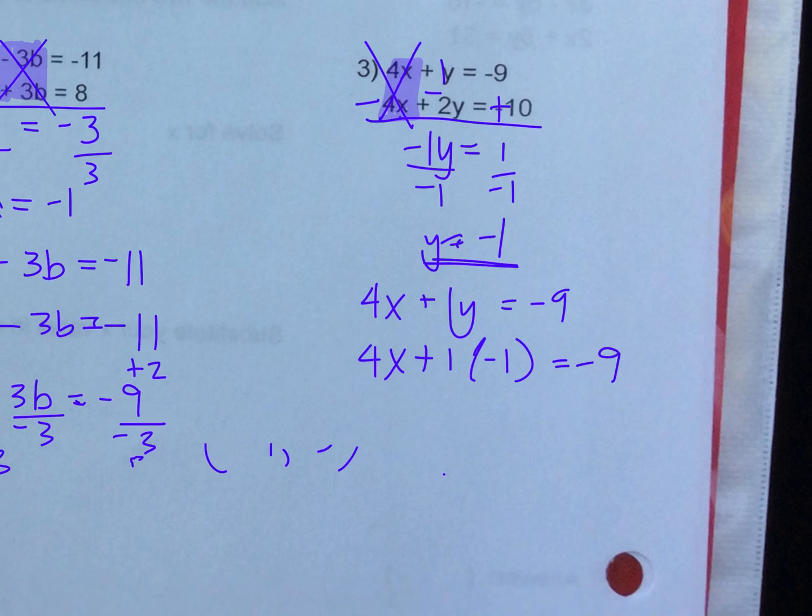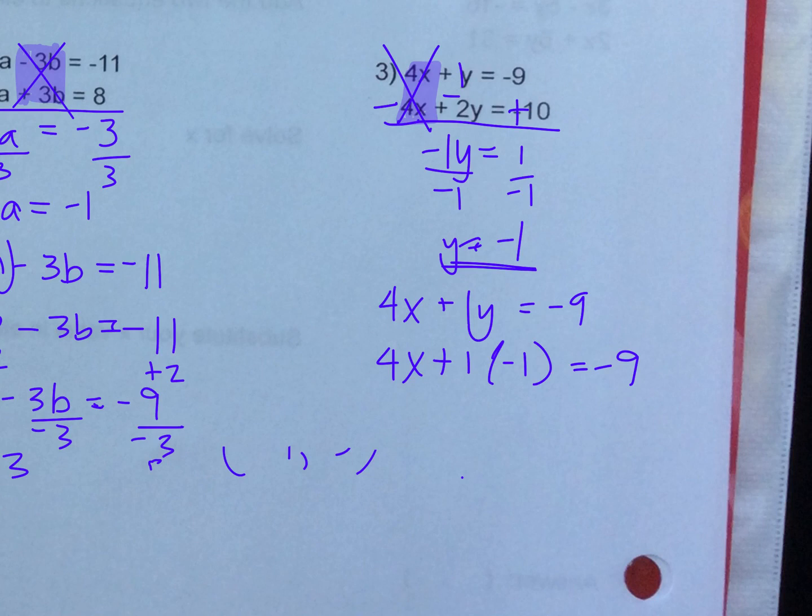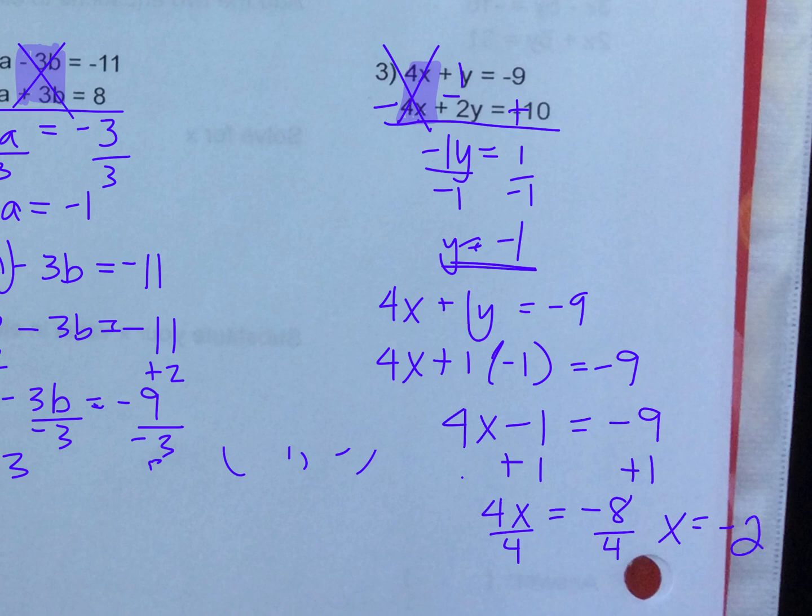Alright, 1 times negative 1 is negative 1, so 4x minus 1 equals negative 9. I'm going to add that 1. I get 4x equals negative 8. X equals negative 2. When you write these into your parentheses, remember the x always gets written first. Oops, the y is a negative 1. I don't know where I come up with negative 9. So your final answer is negative 2, negative 1.